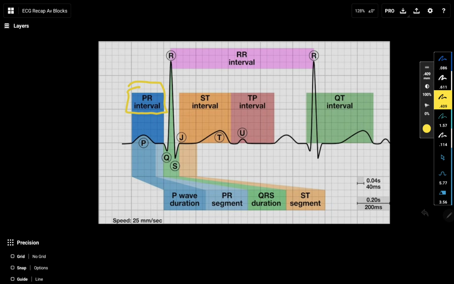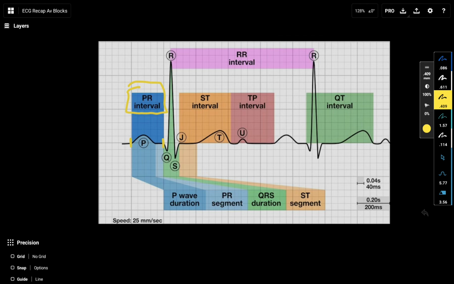Okay, the PR interval is calculated from the beginning of the P wave, just here, to the beginning of your QRS complex. What does that mean? That a PR interval is from the beginning of the depolarization of your atria all the way to the beginning of the depolarization of the ventricles.